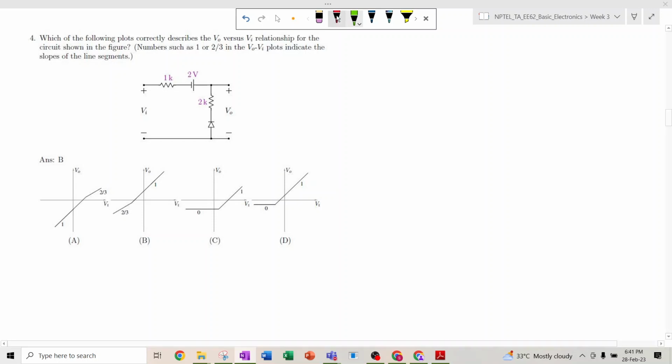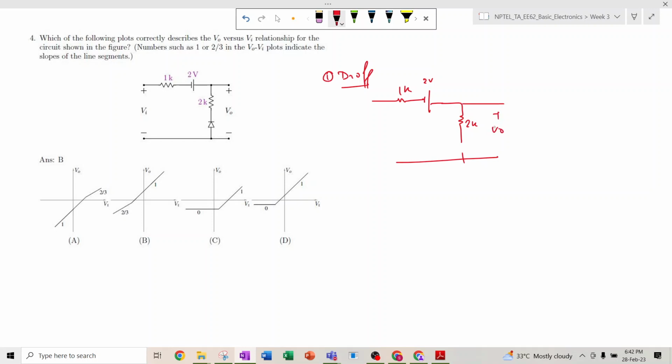So I will solve the next part. Case 1, D equal to off, the equivalent circuit becomes 1K, this is 2 volt, this is 2K, this will be open, and this will be the case. Okay, so here it will be Vi plus 2, this is plus, this is minus, and here it will be the ground.